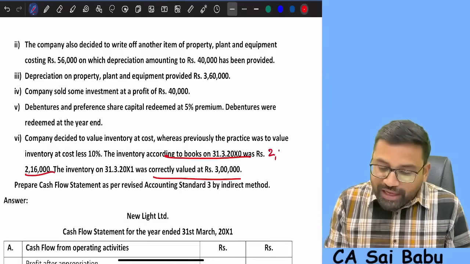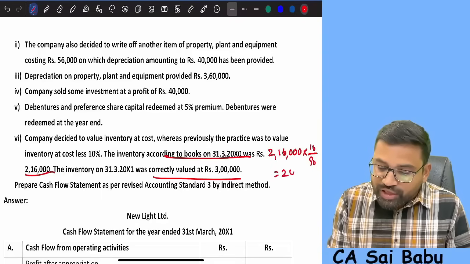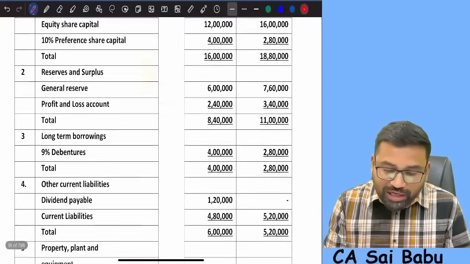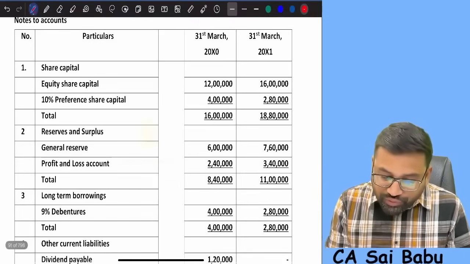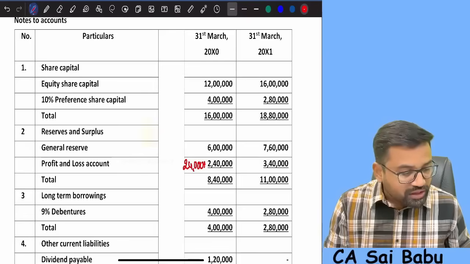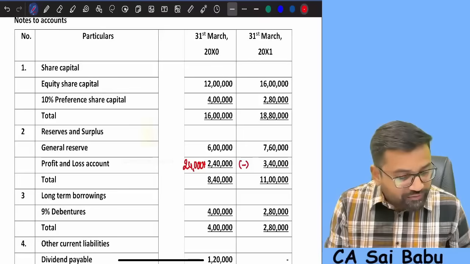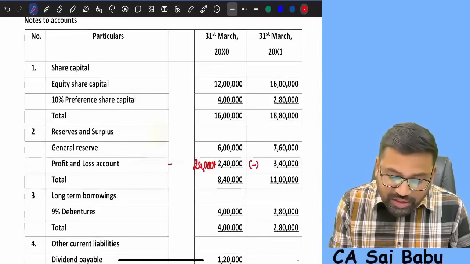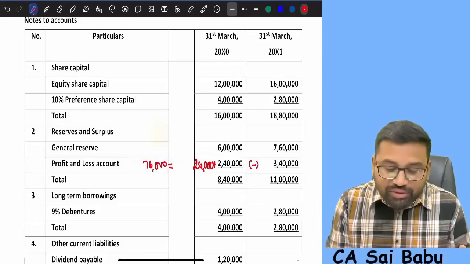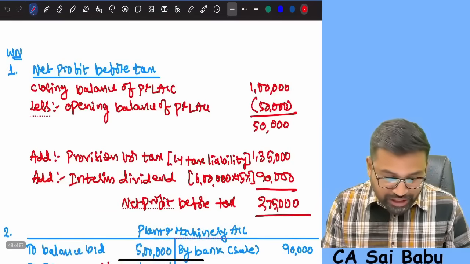Now if I make a proper valuation, this 2,16,000 is at 90. I need to increase another 10%. So it will be 24,000. So therefore, if I increase my opening stock by 24,000, my opening P&L account balance will also increase by 24,000. So therefore, what I need to do? My opening P&L account balance is 2,40,000 plus 24,000. It will be 2,64,000. 3,40,000 minus 2,64,000. So 76,000 I need to consider as the difference between closing P&L and opening P&L. For this, I need to add back the appropriations to arrive at net profit before tax. I will show you in this question, question number 19.